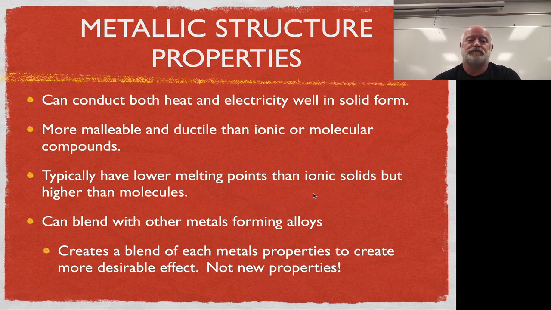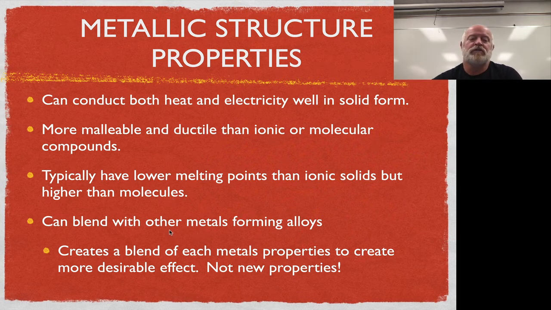So as a result, they're going to have lower melting points than ionic solids, but typically you're going to see that metals still have higher melting points than molecules, okay? So molecules tend to be even weaker in terms of how they build structure between the molecules anyway, as we do these. So if you're ranking them, ionic compounds are highest, then metals, then molecules, okay?